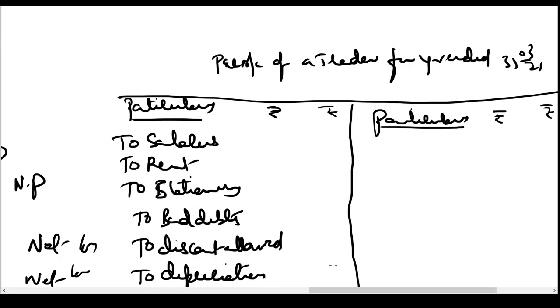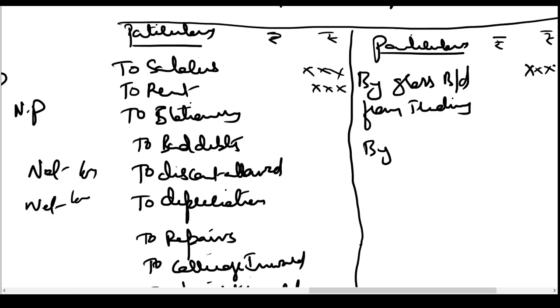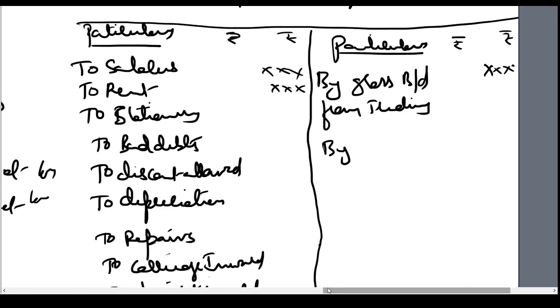These expenses are closed. We credit the P&L account with the amount of gross profit. By gross profit brought down from trading account. So trading account is debited and P&L account is credited. So P&L account will be credited with this amount. Then we also credit incomes to the P&L account. What are the incomes we are going to credit to the P&L account?